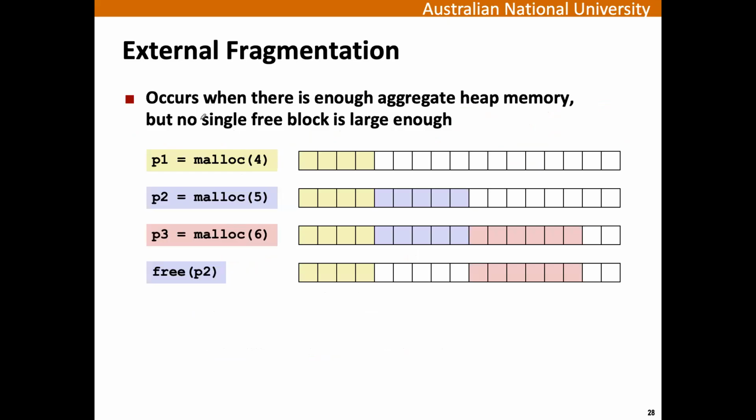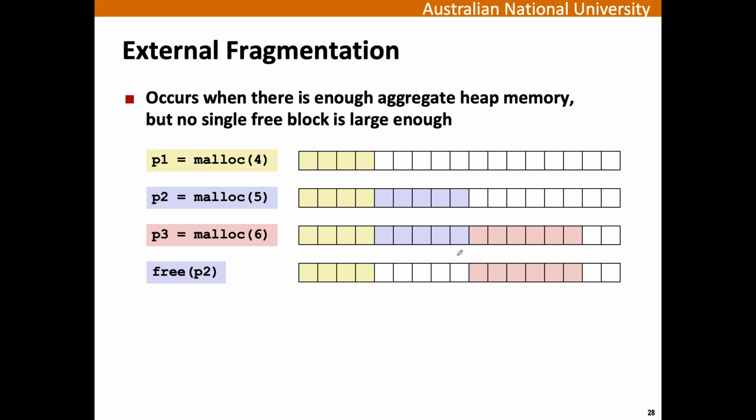External fragmentation is when otherwise unused memory cannot be used to satisfy or fulfill a request. So here we have a malloc 4. So we allocate these 4 words. Then we have malloc 5. So now we have this space taken away. Then we say malloc 6. We only have 2 words left. We free P2. Okay, we free this.